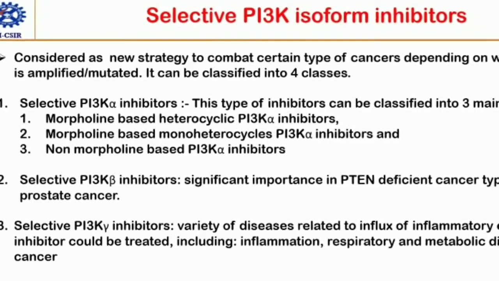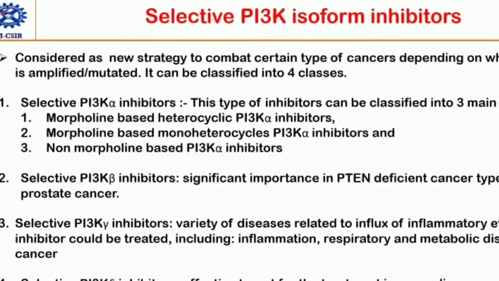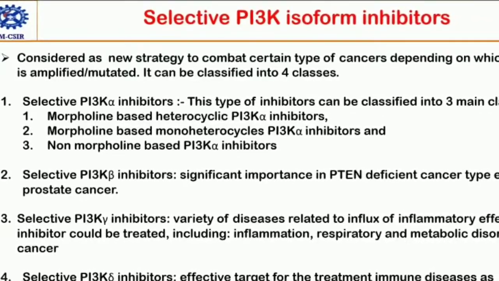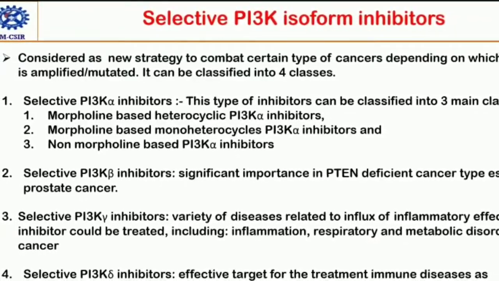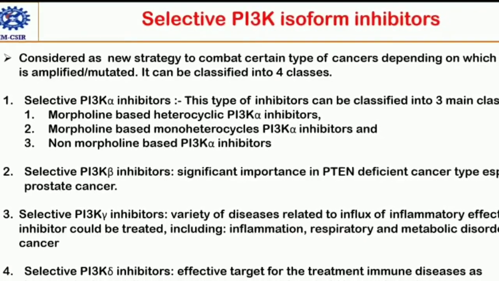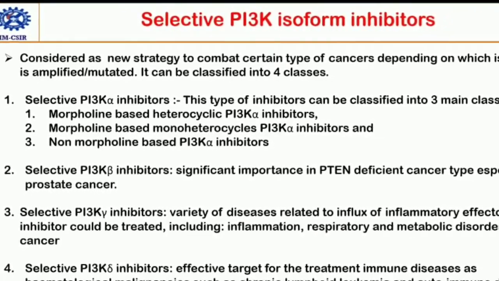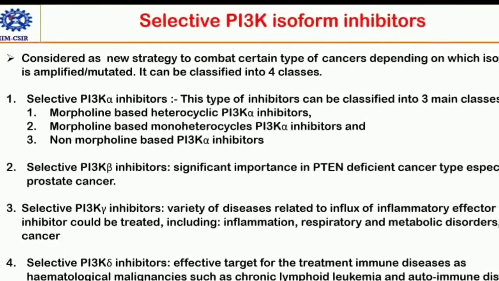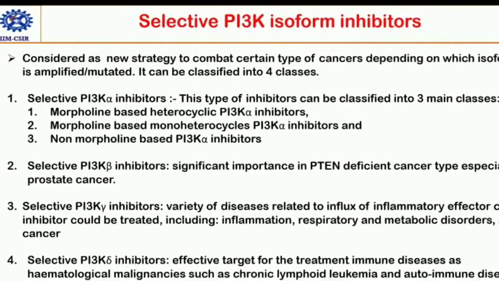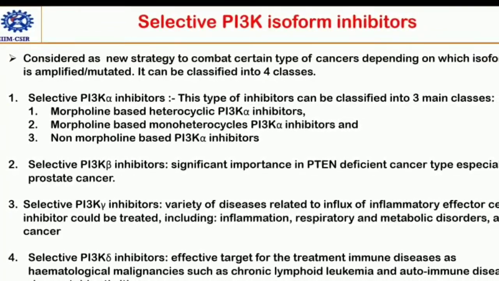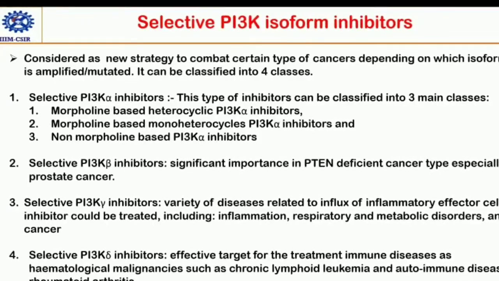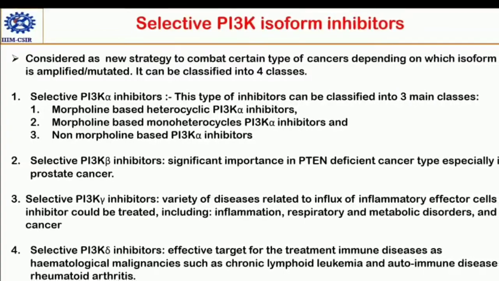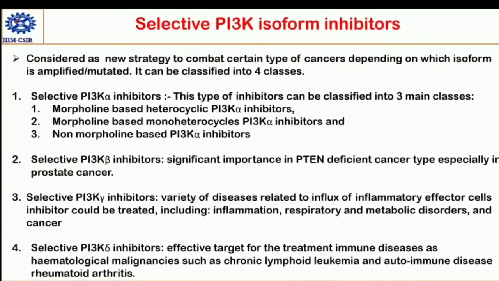And the third is selective PI3 kinase gamma inhibitors. A variety of diseases related to the influx of inflammatory effector cells could be treated by these inhibitors, including inflammation, respiratory and metabolic disorders, and cancer. And the fourth is selective PI3 kinase delta inhibitors, which are used as an effective target for the treatment of immune diseases such as hematological malignancies, for example chronic lymphoid leukemia, and autoimmune diseases like rheumatoid arthritis.